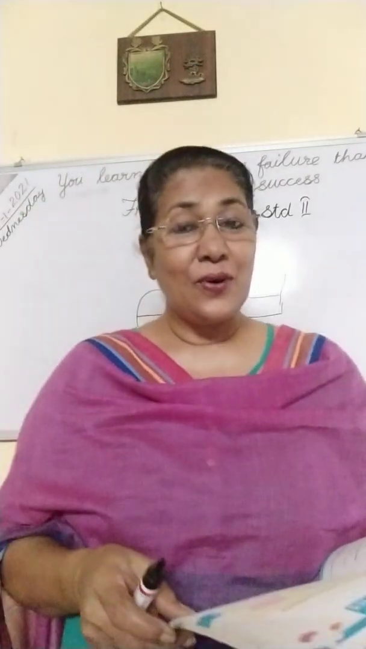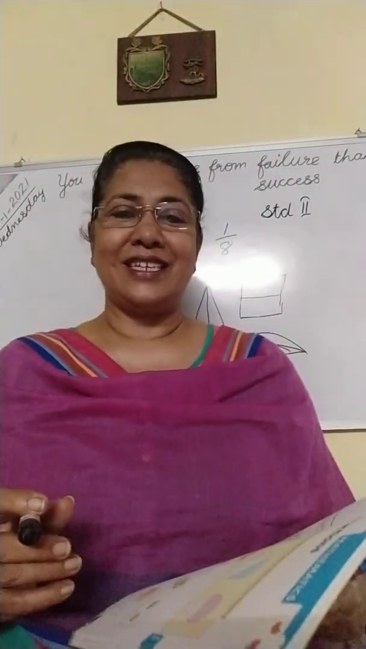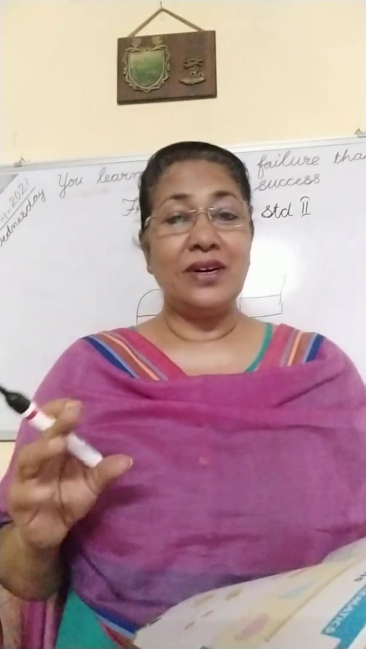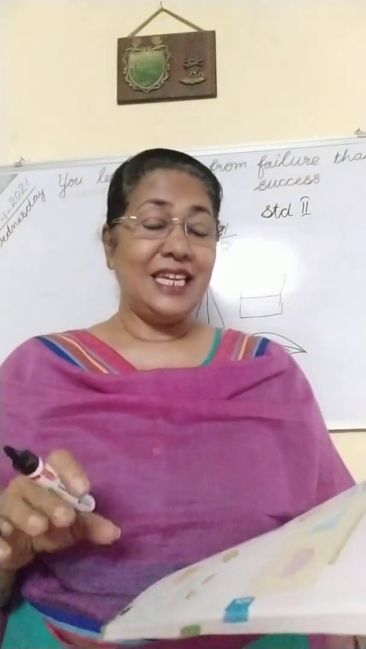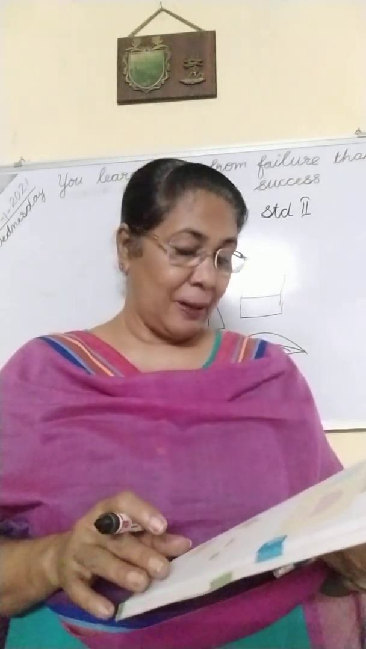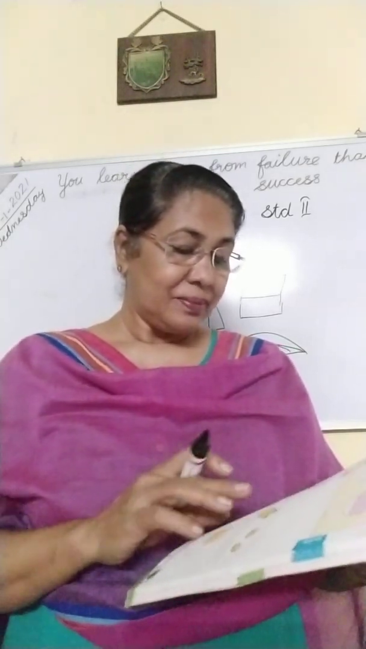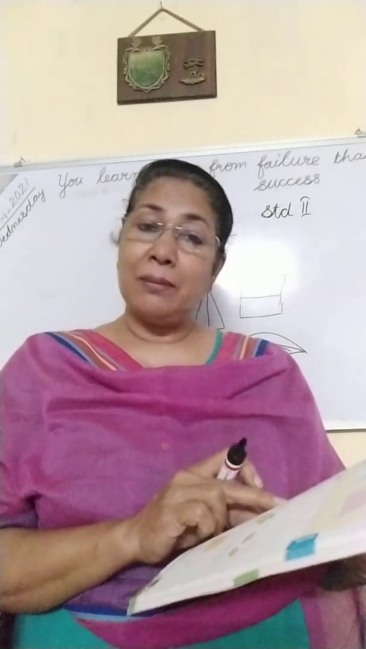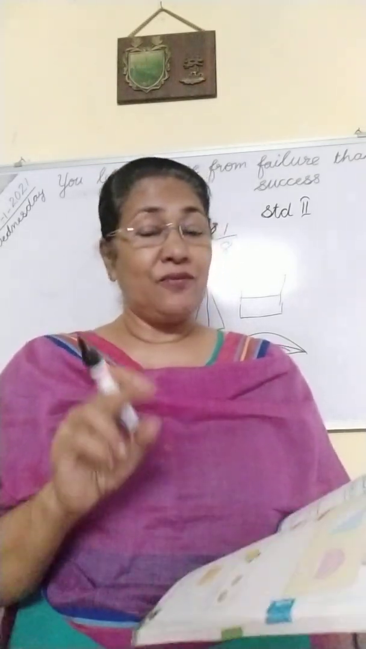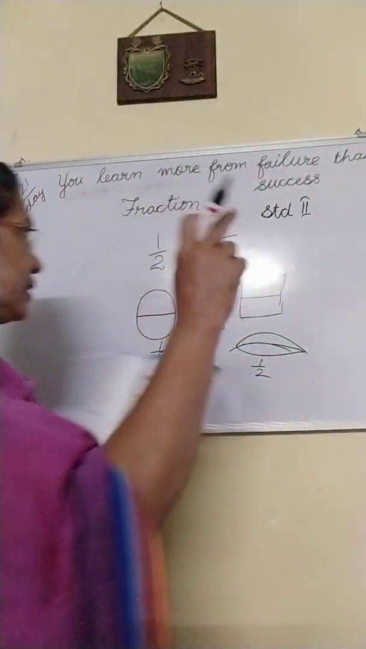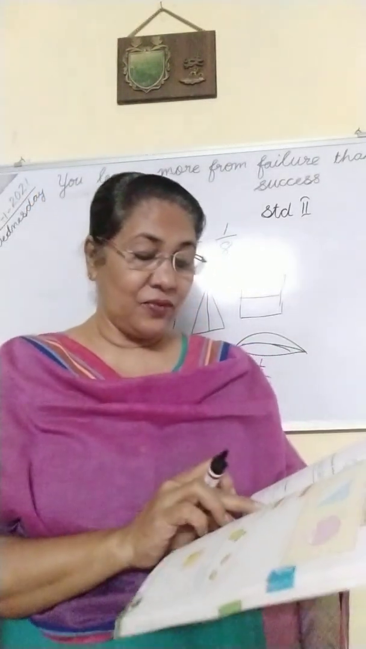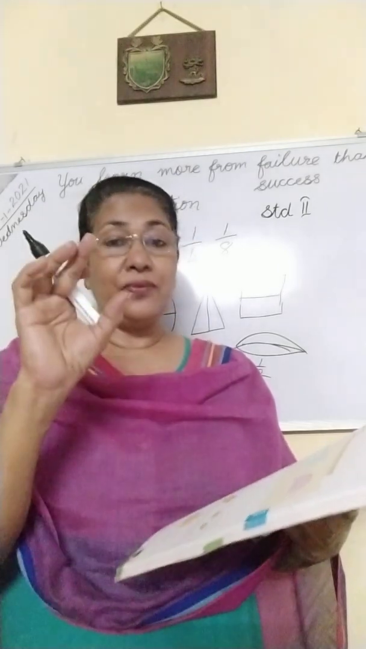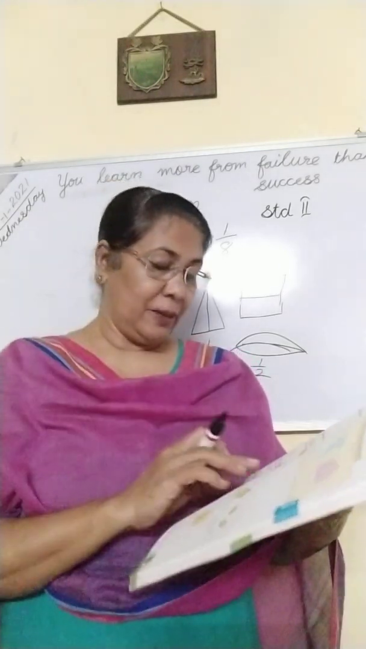Fractions. Parts of a whole are called fractions. Once again, parts of a whole are called fractions. Now, here the number 1 indicates the number of parts being referred to. We wrote 1 first here, isn't it? That indicates the number of parts that have been referred to.